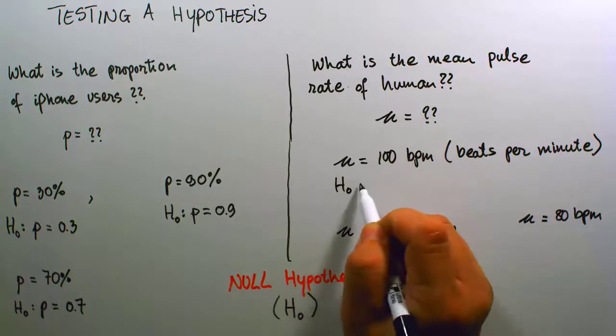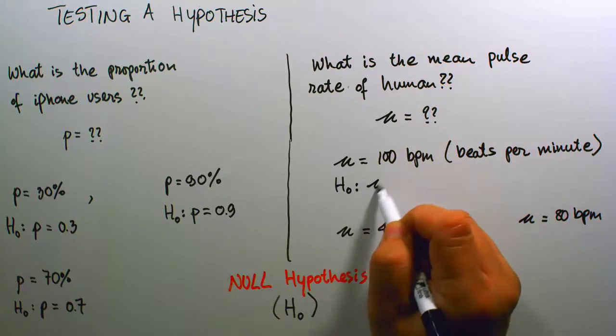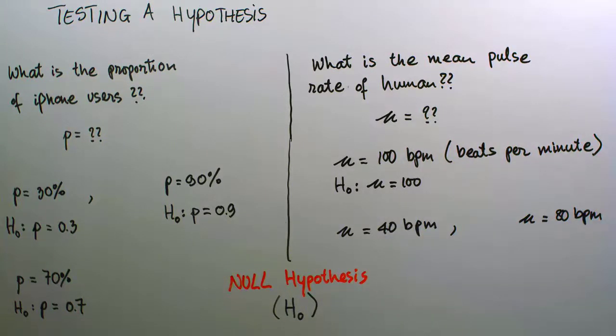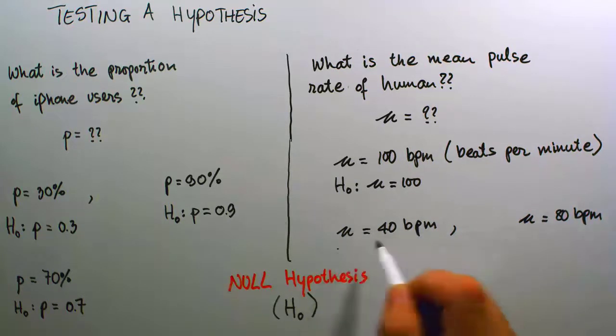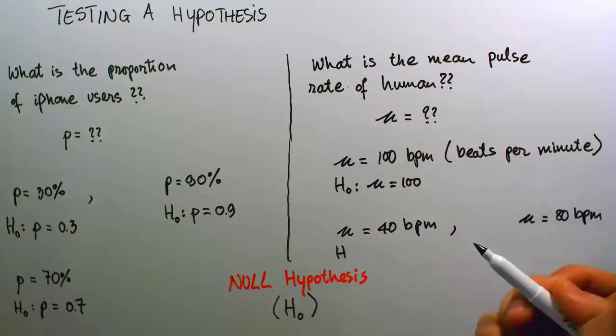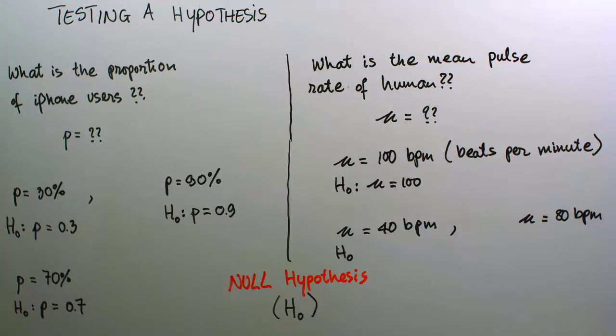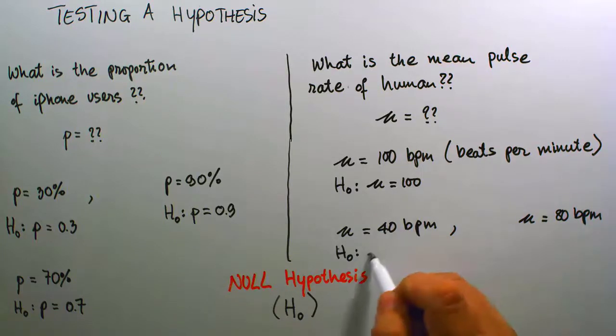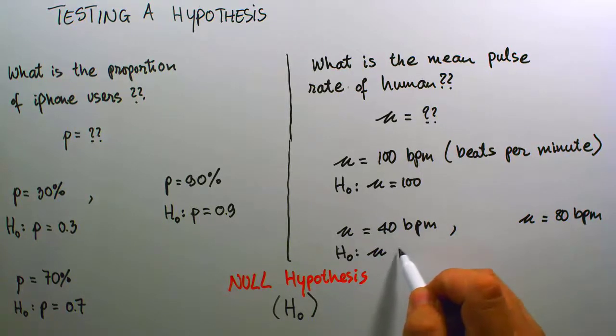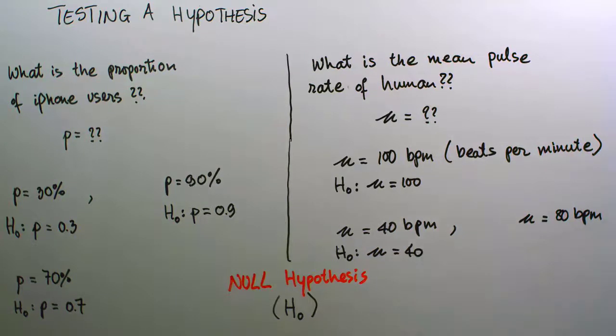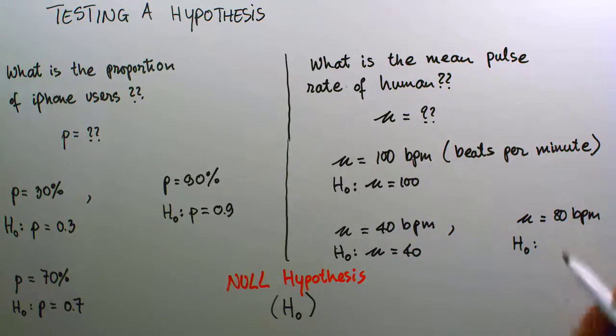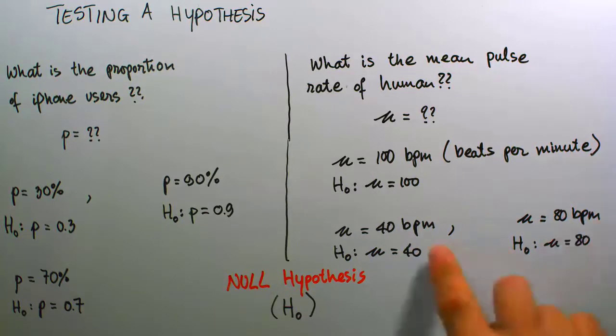We have H sub 0 stating that mu equals 100 BPM, and I don't think we even need to write 100 BPM. This other statement is a completely independent null hypothesis. We have another null hypothesis here saying that the population mean value for human pulse rate, mu, equals 40. And right here we can have another null hypothesis. H sub 0 here is saying that mu equals 80. And we can skip the units, BPM.